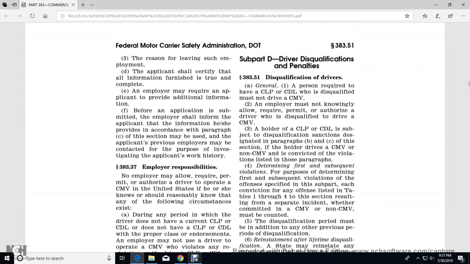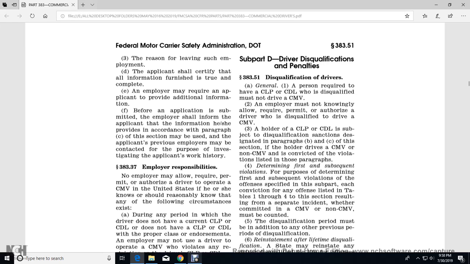Alright, subpart D, driver disqualification penalties. Disqualification of drivers, general: a person required to have a commercial learner's permit or CDL who is disqualified must not drive a commercial motor vehicle. An employer must not knowingly allow, require, or permit a disqualified driver to drive a commercial motor vehicle. A holder of a commercial learner's permit or commercial driver license is subject to disqualification sanctions as named in paragraphs B and C of this section.